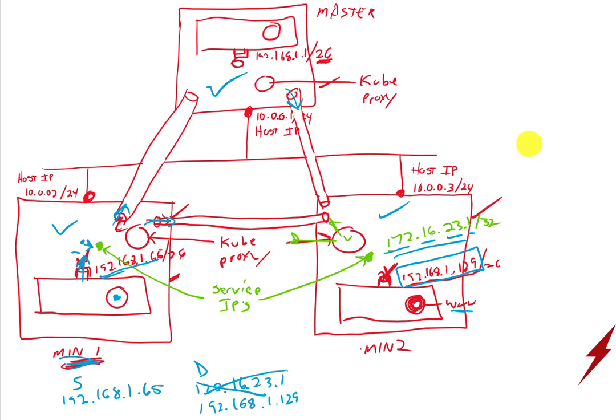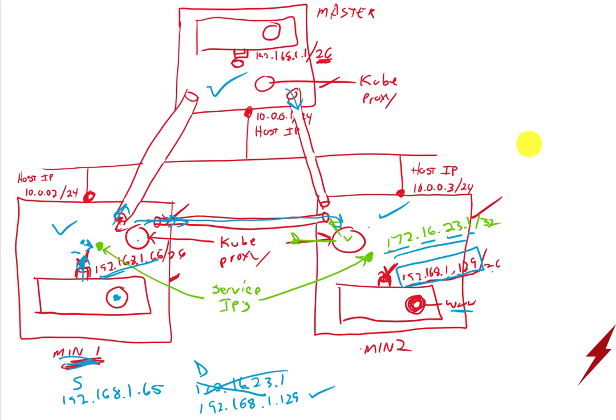Now, after it passes through your NAT table, it inspects the Linux kernel's routing table. The Linux kernel knows how to get to this network because of kube-proxy. Kube-proxy says, hey, you want to get to the 192.168.1.128/26 network? Come through this tunnel. And it's going to go ahead and forward that traffic through the tunnel. It's going to come out.